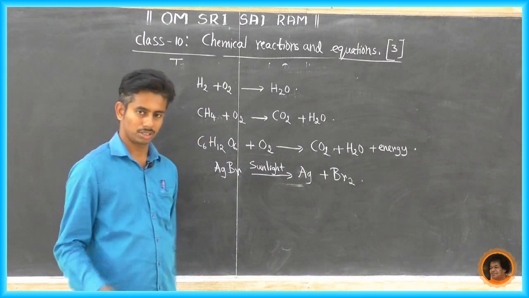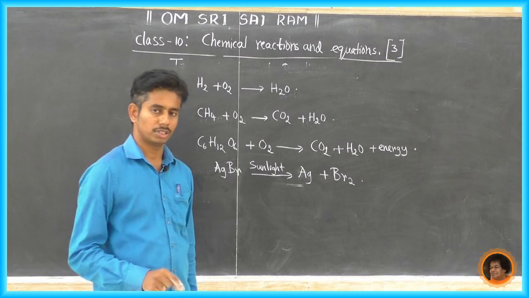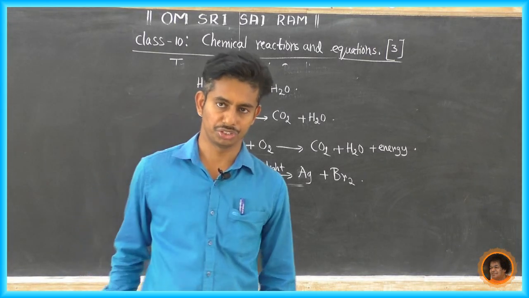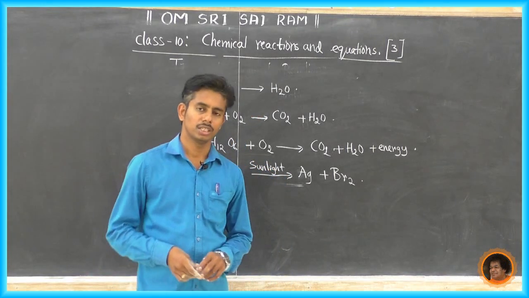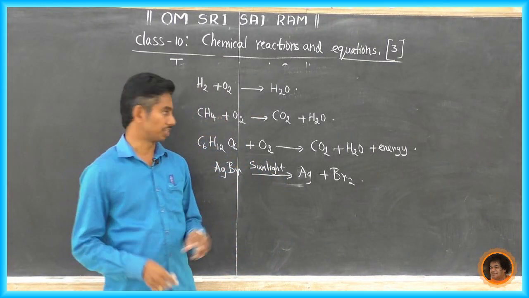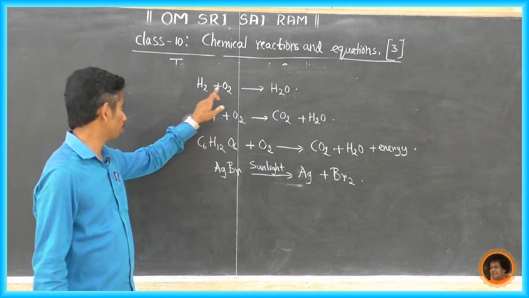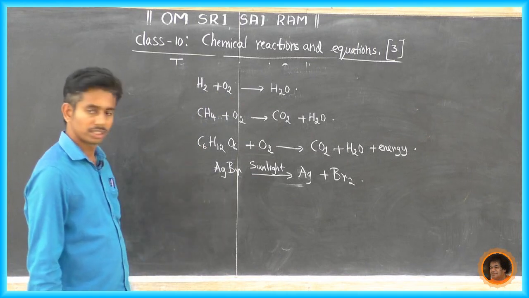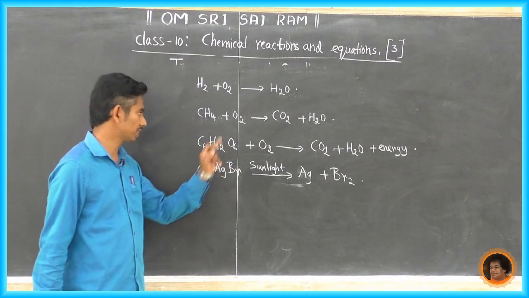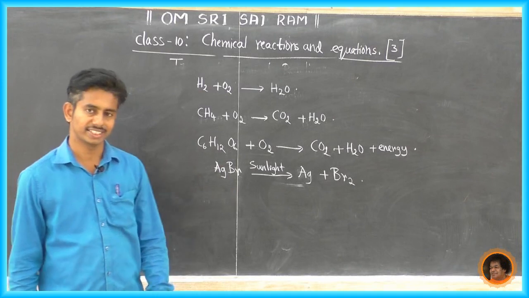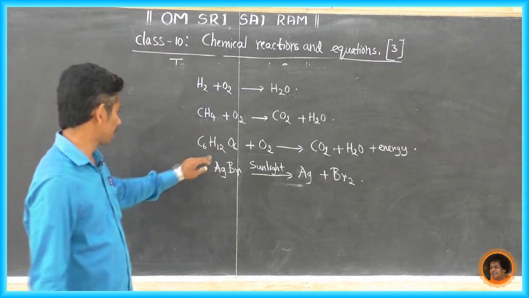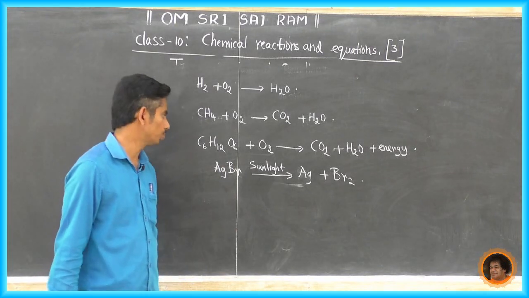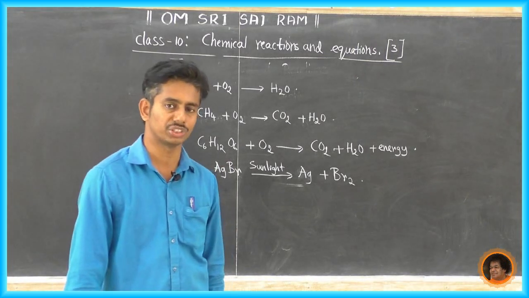Now homework. Write the homework. Balance the following given chemical equations. First one: H2 plus O2 gives H2O. Second one: CH4 plus O2 gives CO2 plus H2O. Third equation: C6H12O6 plus O2 gives CO2 plus H2O plus energy.